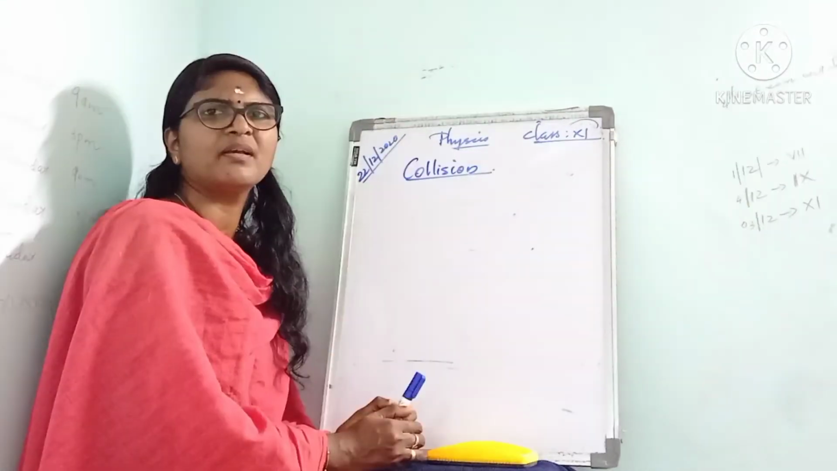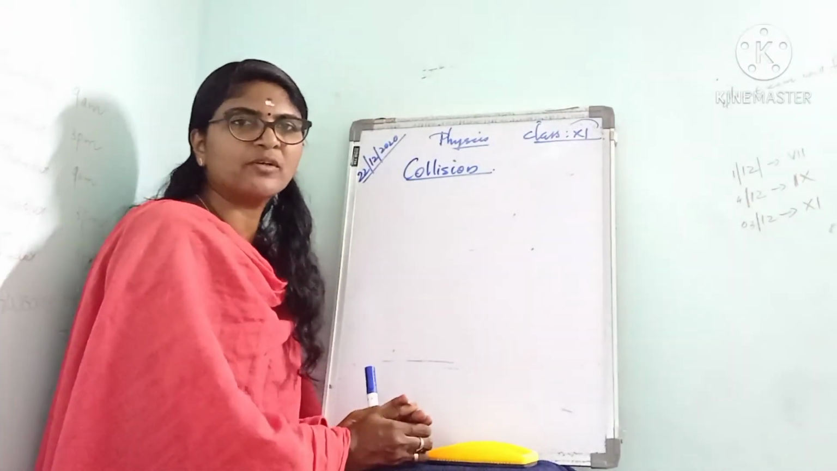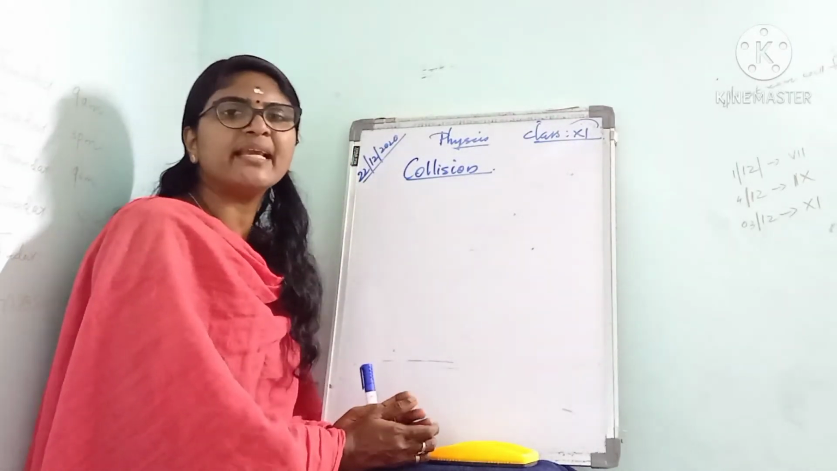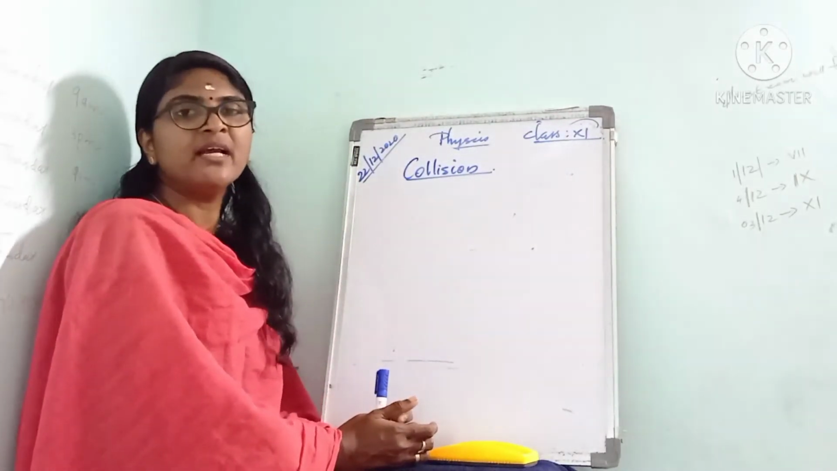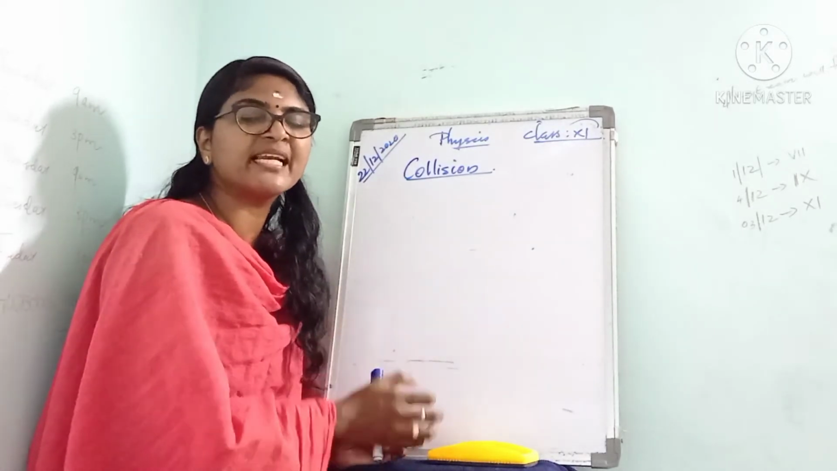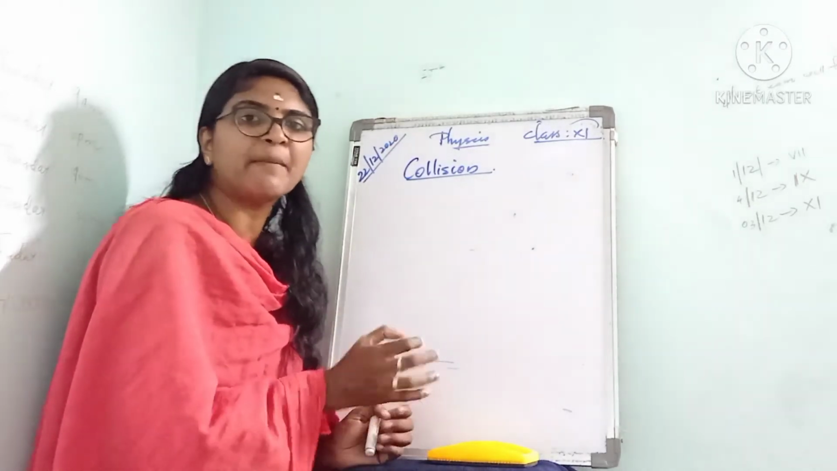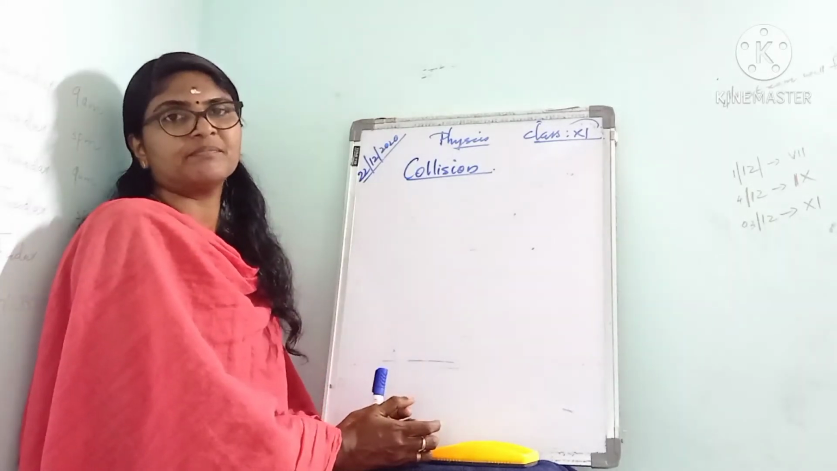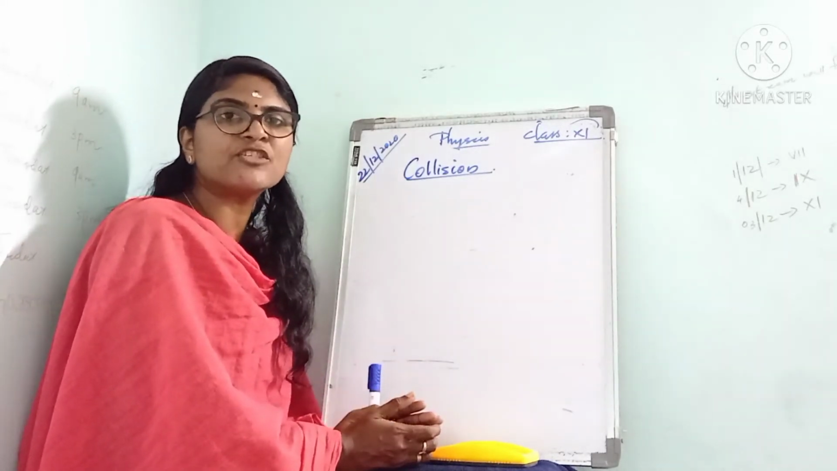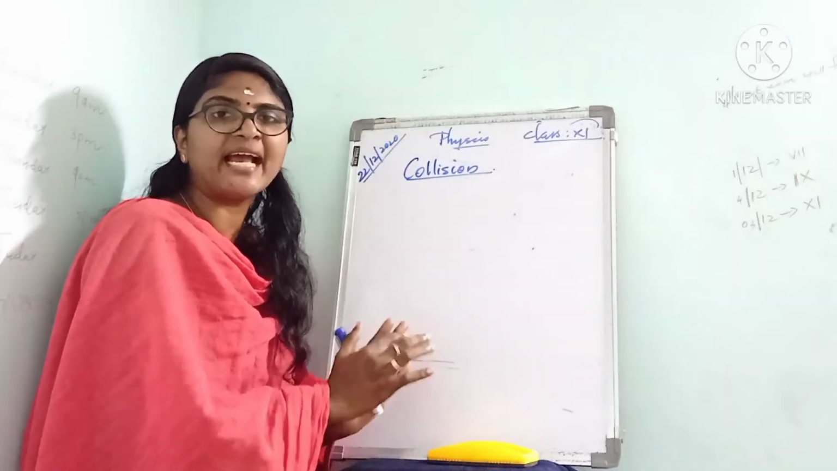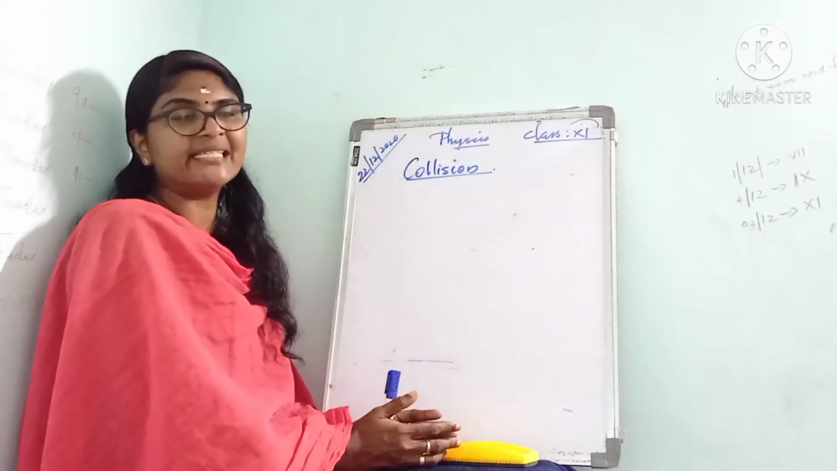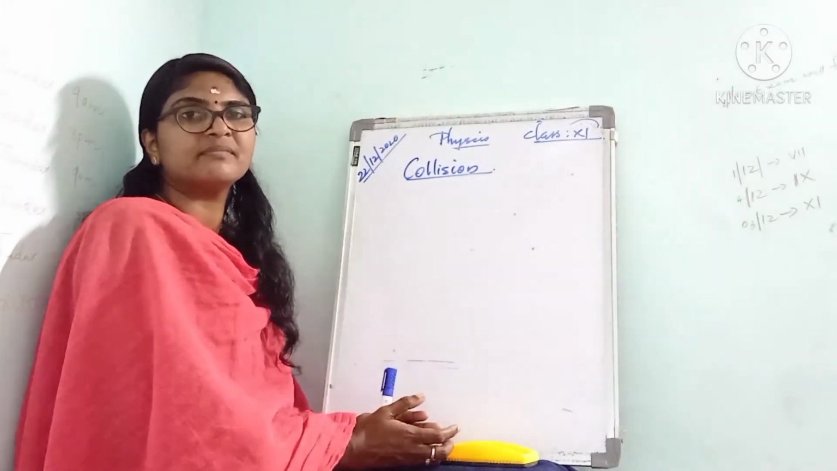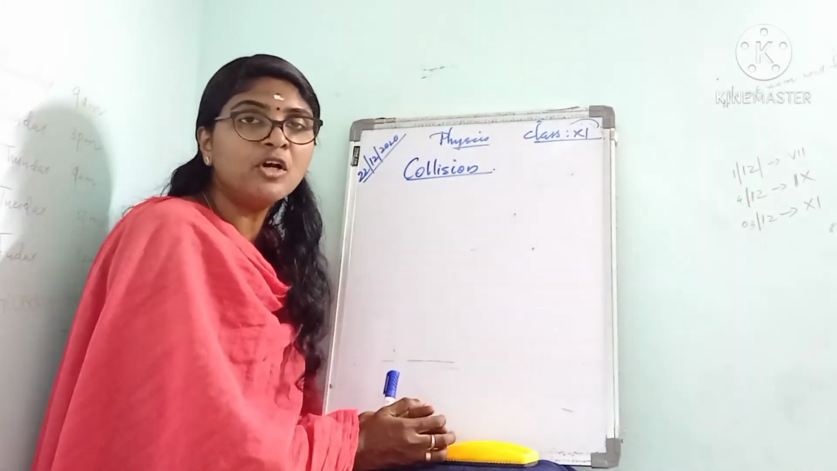Next we can talk about collision. How can we say a collision has occurred? A collision is said to occur between two bodies either if they physically collide with each other, that is, physically hit against each other, or if the path of one is affected by the force exerted by the other.